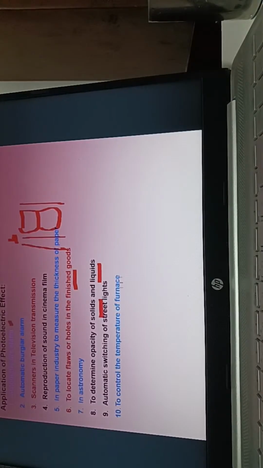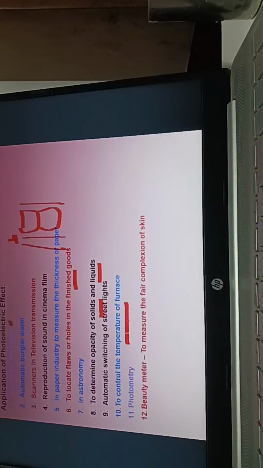Then control of temperature of furnace. Generally you can't put a thermometer in the furnace. With the help of this photoelectric effect, one can find the temperature of the furnace. The temperature of a furnace is very high, it will be 3000 degrees or 4000 degrees. If you keep anything in that, it will burn out. That's why this type of photoelectrons will help you to find out what its temperature is.